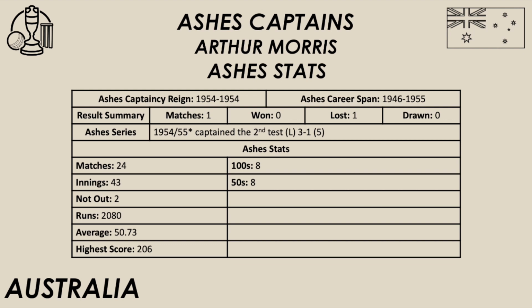His Ashes record was just like his Test record, scoring 2,080 runs at 50.73 with 8 centuries, highest score of 206 in 24 Ashes tests between 1946 and 1955. He was a member of the 1948 Invincibles side and was Australia's best batsman for the tour, even outscoring the great Don Bradman, scoring 696 runs at 87, with 3 centuries, highest score of 196 in 5 tests.